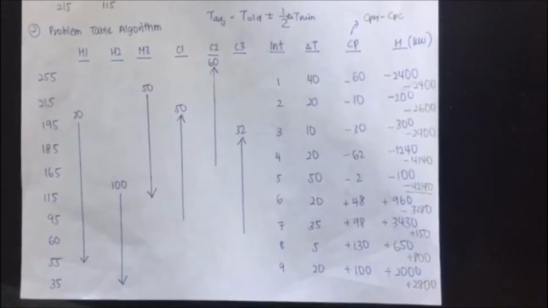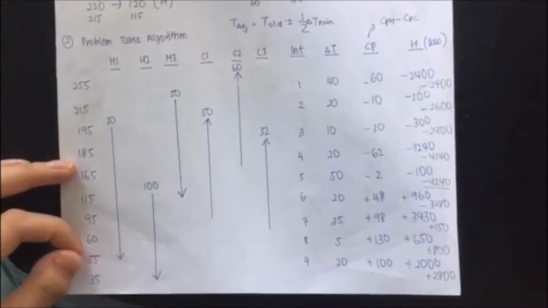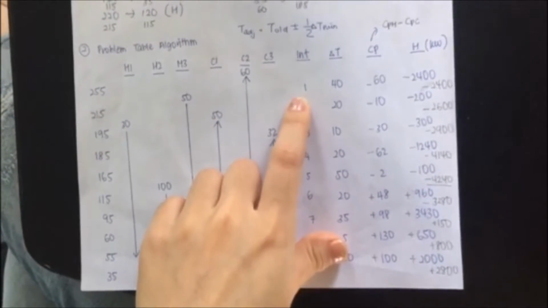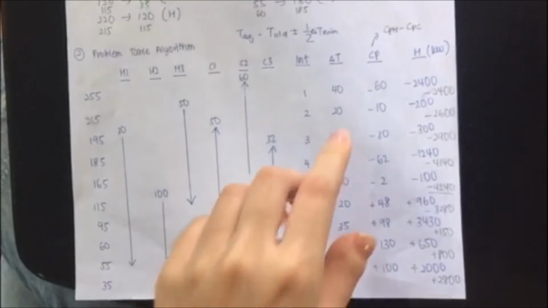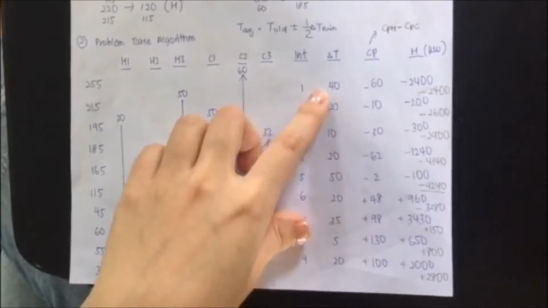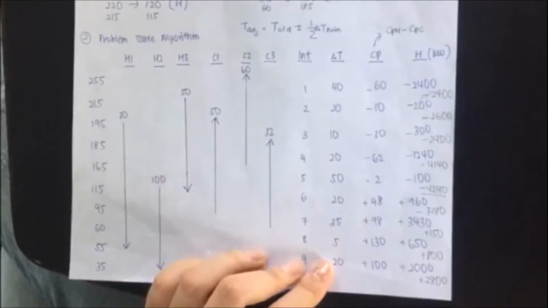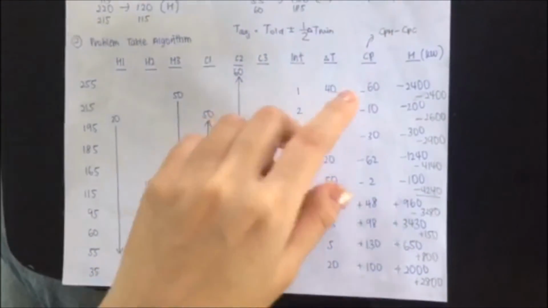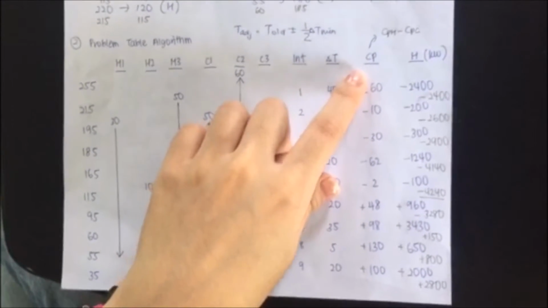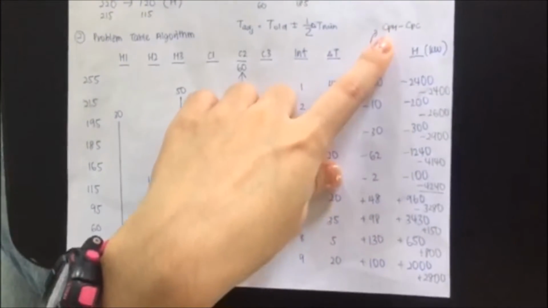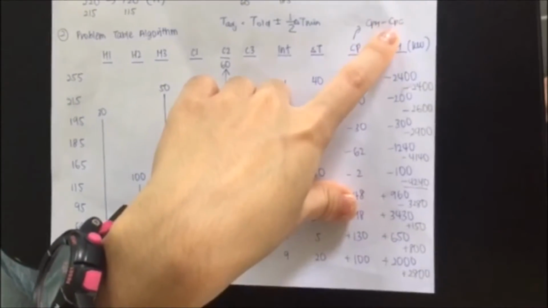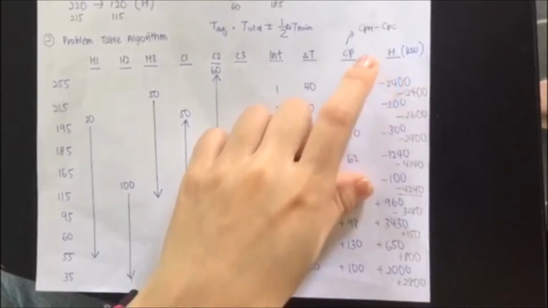For the next section, it's the problem table algorithm. The first thing is that we take the stream temperatures and arrange them in descending order, and here are the CP values for each of the streams. We label each of the intervals from 1 to 9, and these are the subsequent delta T for each of the stream intervals. For the CP value, we take the summation of the hot CP minus the summation of the cold CP, and from there we can find our heating load for each of them.